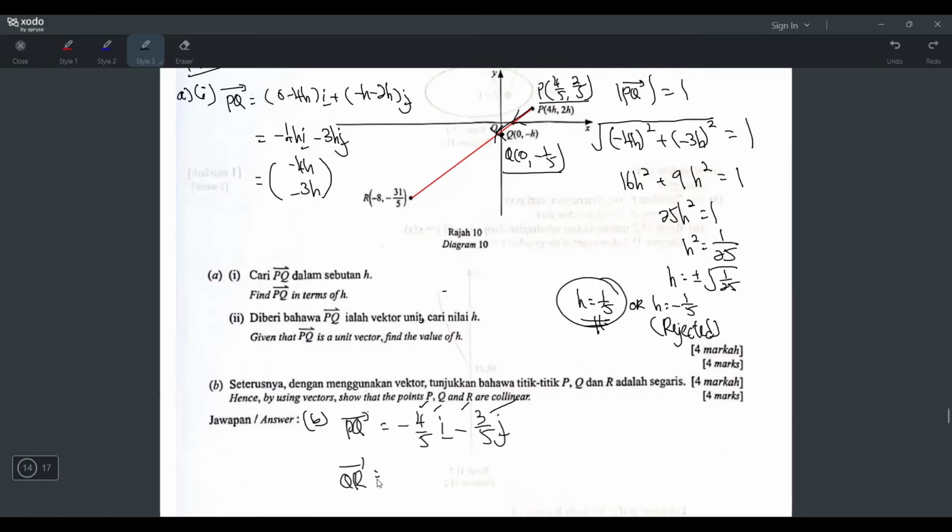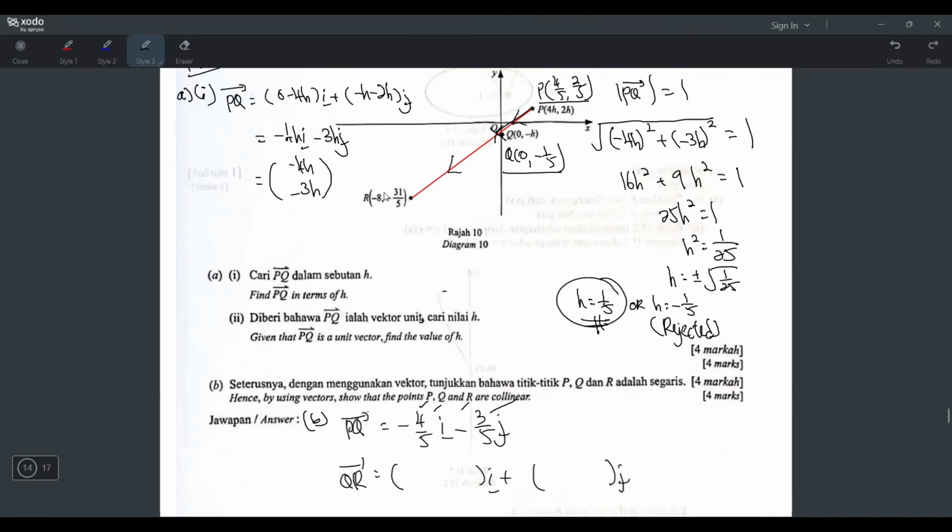I mean, the ratio will be different later lah, the lambda will come out different, but the answer will still be same. Yeah, you still can show that they are collinear if you find PR. Okay, let's find QR. Same method. How you find QR? It will be something I, something J. But since it's Q to R, you have to take R minus Q or Q minus R. Mestilah R minus Q, because it's Q to R. So you have to take R minus Q.